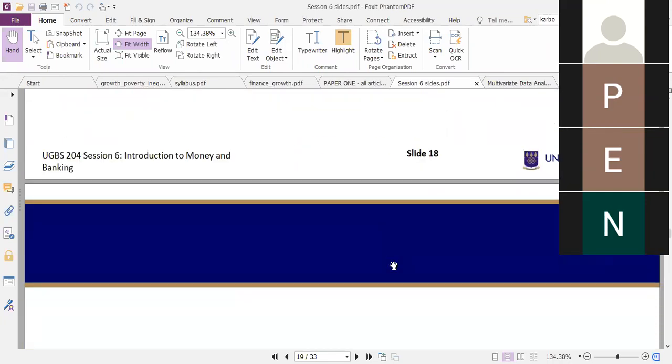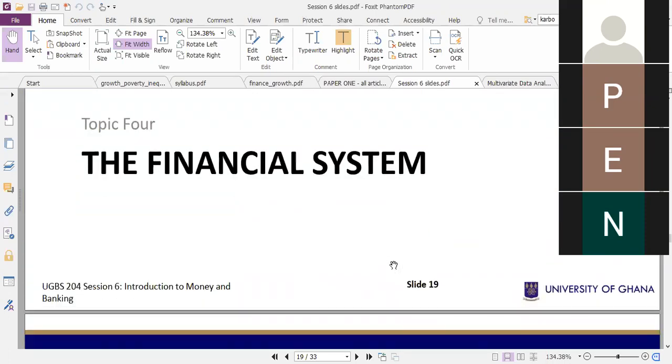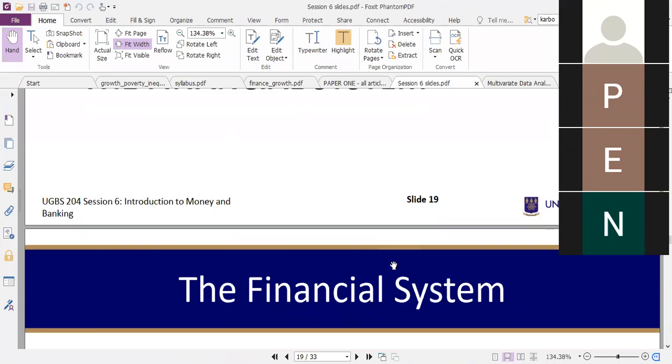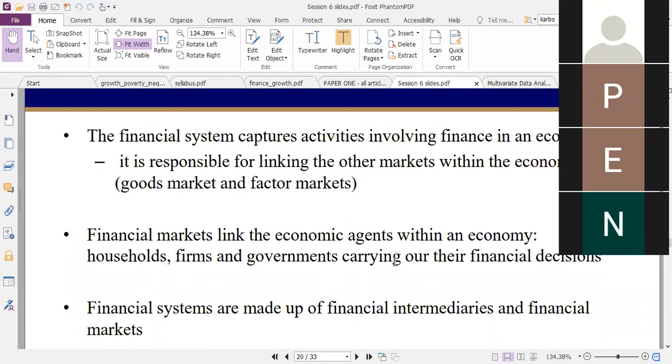So now I started with a financial system. When we say financial system, all that we are saying is very simple. The financial system captures activities involving finance in an economy. It is responsible for linking the other markets within the economy. The financial system makes it possible to link individuals to maybe the insurance company or mutual fund. Stay in the comfort of your home, just invest in something.